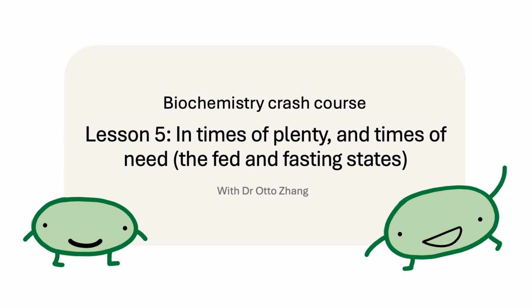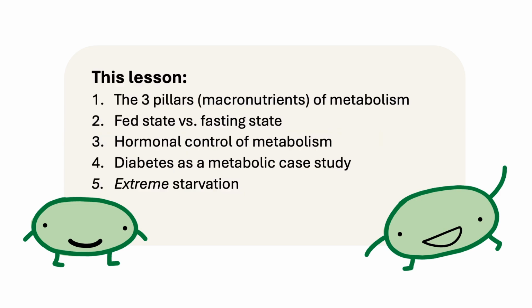We're going to talk about the fed state and the fasting state and all of the biochemical reactions that happen in our body to manage our biochemical resources. So, we're going to talk about the three pillars, the three macronutrients of metabolism. We'll talk about the fed state versus the fasting state. We'll talk about hormonal control of metabolism, that's insulin and glucagon. We'll look at diabetes as a metabolic case study, and we'll look at the case of extreme starvation.